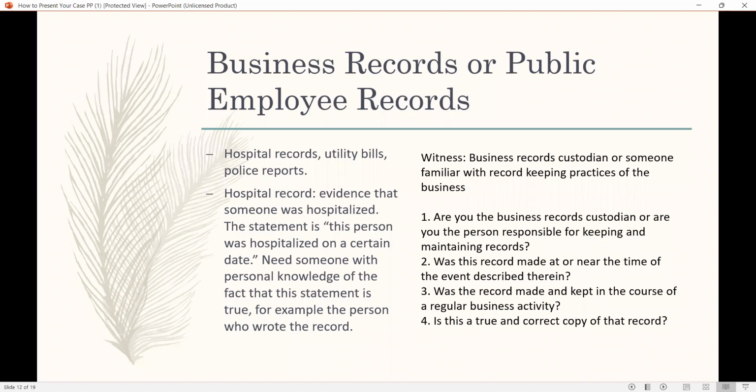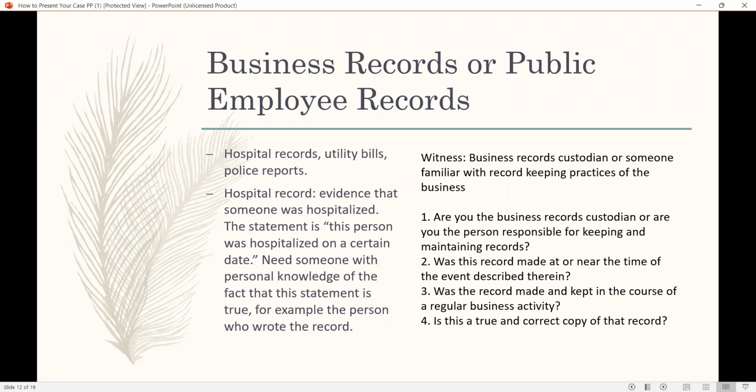So someone with personal knowledge of that fact needs to be in court to testify to the truth of that statement. And that person would be the person who wrote the record, who put that statement in that record, or the doctor perhaps, or anybody who saw you at the hospital on that date who made that record. There is an exception to having that witness come to court.